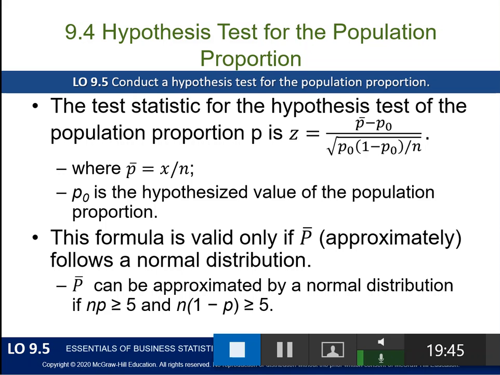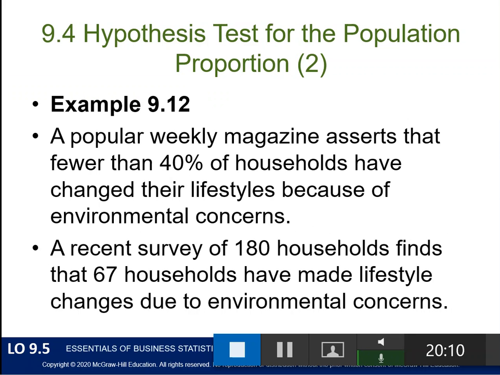And then the hypothesized value of the proportion is P null or P0. Now again, we can only use this formula if it is approximately normally distributed, and we can test that by saying if np is greater than or equal to 5 and n times 1 minus p is also greater than or equal to 5, we can assume that the population is normally distributed.